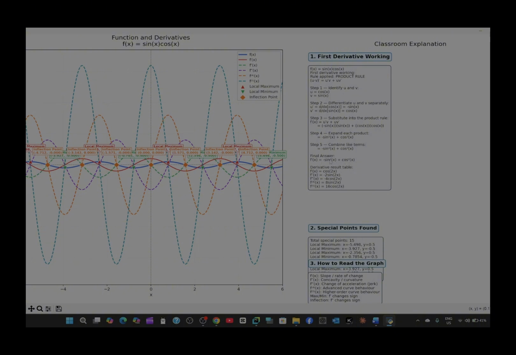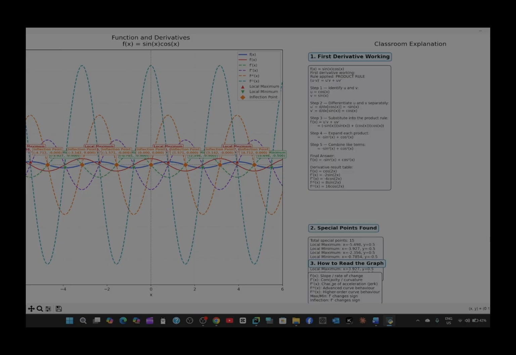After that, for this one here, the first derivative is minus sine squared x plus cos squared x, and as you learn in trigonometry, this is equivalent to cos 2x. It can be proven as well. So from here, you see that it provides you all the derivative results. Now, I'll let you know, it gives 15 special points, amazing. Maximum, minimum, they give you all the answers. So f'(x) is the slope or rate of change.